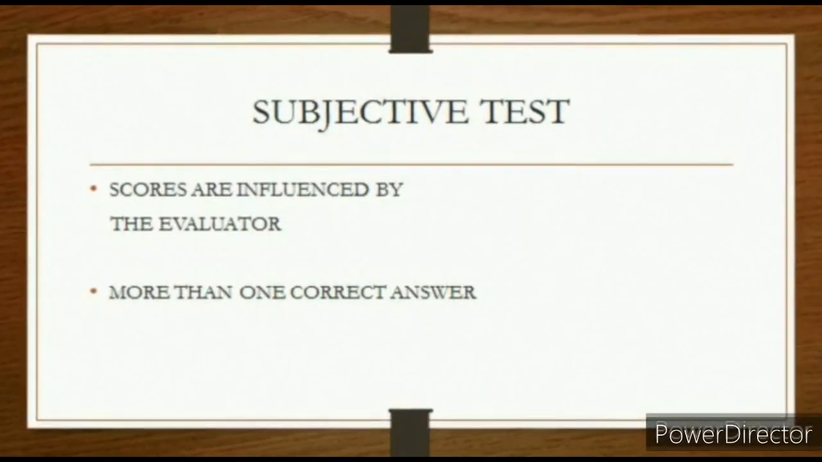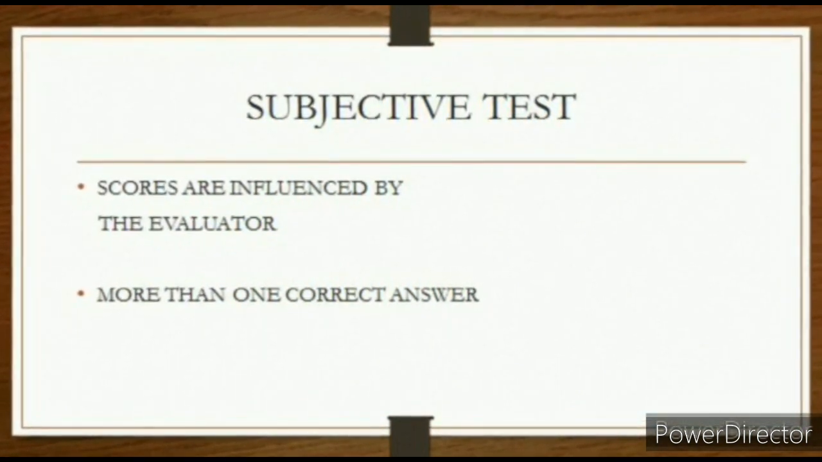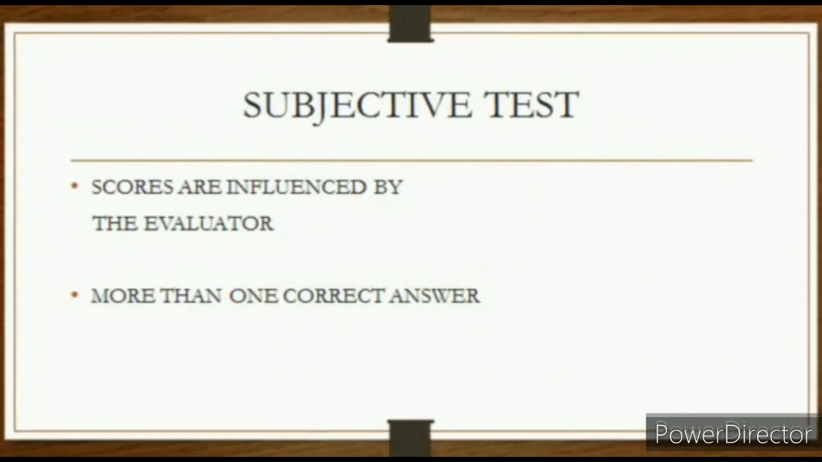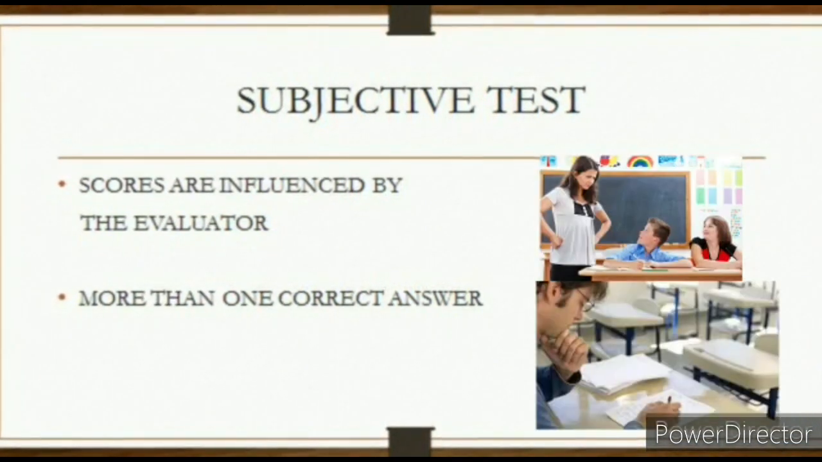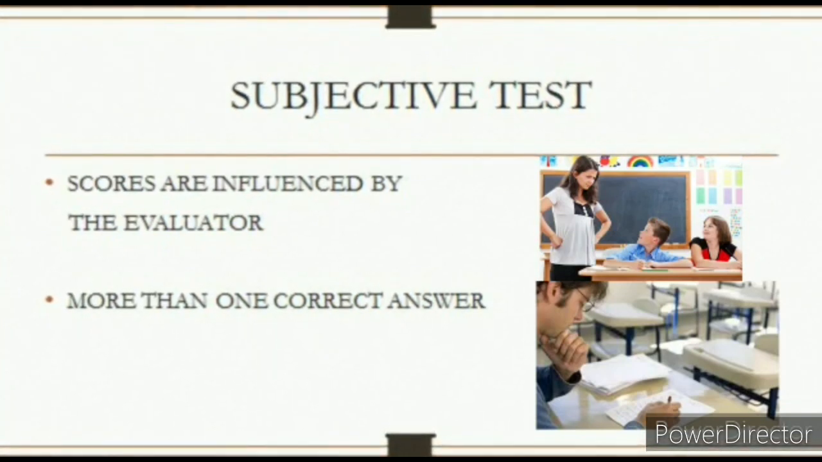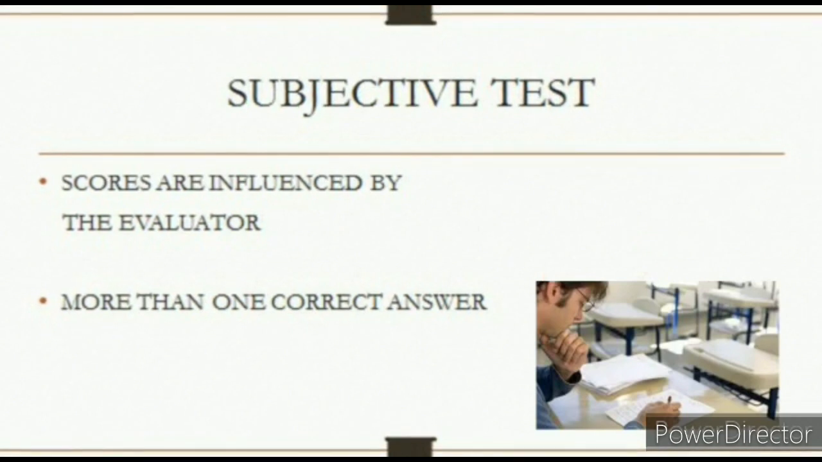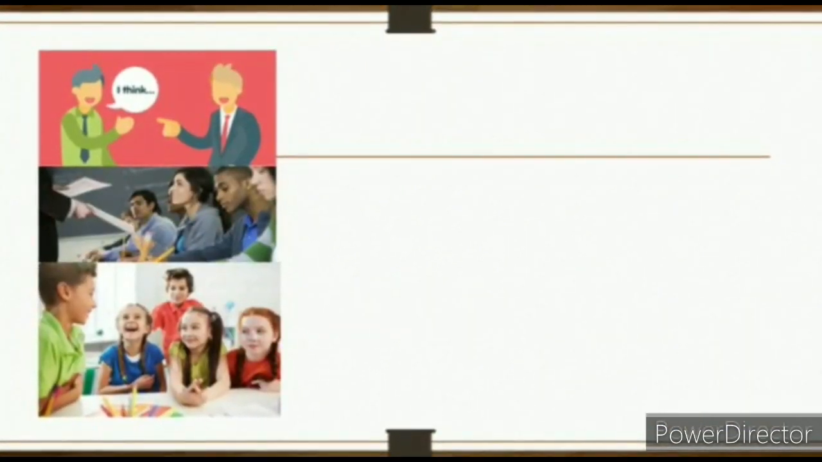Now, in a brief summary, or in other words, a subjective test is a type of test in which the scores are influenced by the judgment of the evaluator. In this case, the evaluator will be the teacher. It is a form of questioning which may have more than one correct answer or more than one way of expressing the correct answer. Now, let's consider some of the main features of this test.